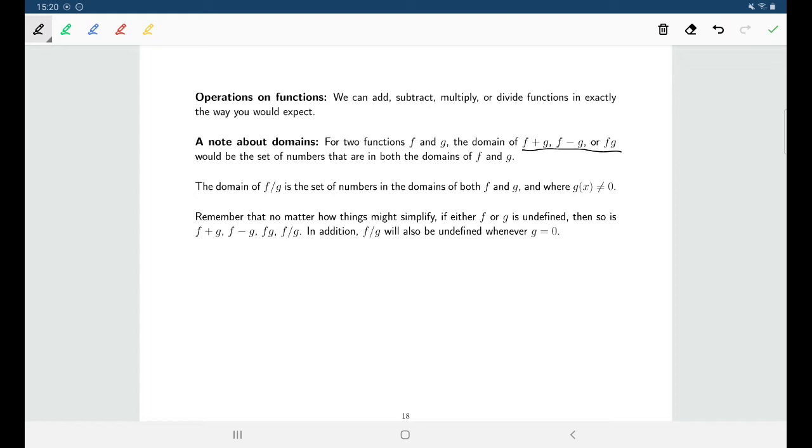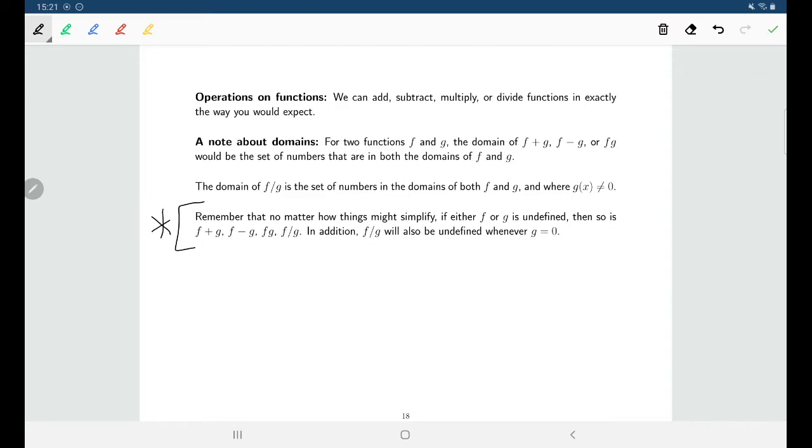For f divided by g, you would have to have the values of x being in the domain for f. They would have to be in the domain for g. And of course, because we're thinking about something where there's now a denominator, you'd want that denominator to not be 0.